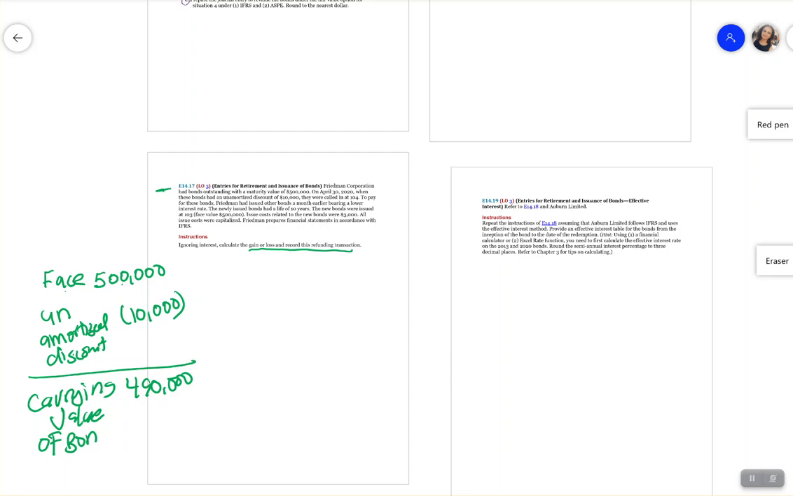Then we needed to know how much cash we paid. This bond is callable at 104%. So the cash we paid was 104%. The face value of the bond was 500,000, and they were callable at 104%. In this case, 4 times 5 is 20, so it'll be 520,000.